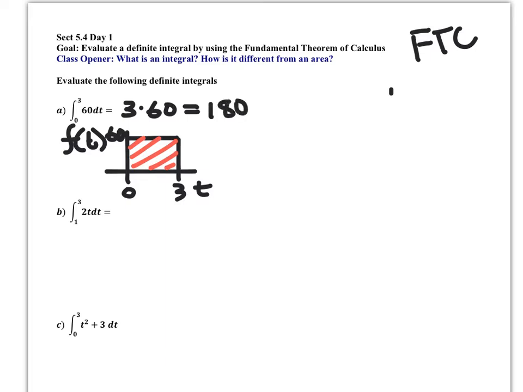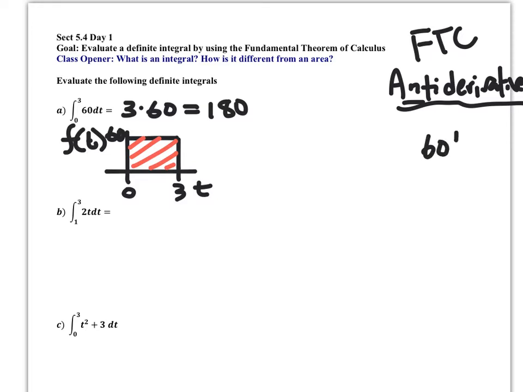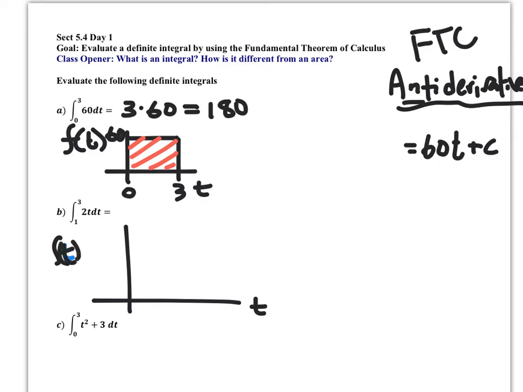The antiderivative in this case would be 60t plus c. All right, let's look at the next one. I've got my t-axis and my f of t-axis. Ooh, we switched over on accident. F of t-axis. This time I'm going from 1 to 3.